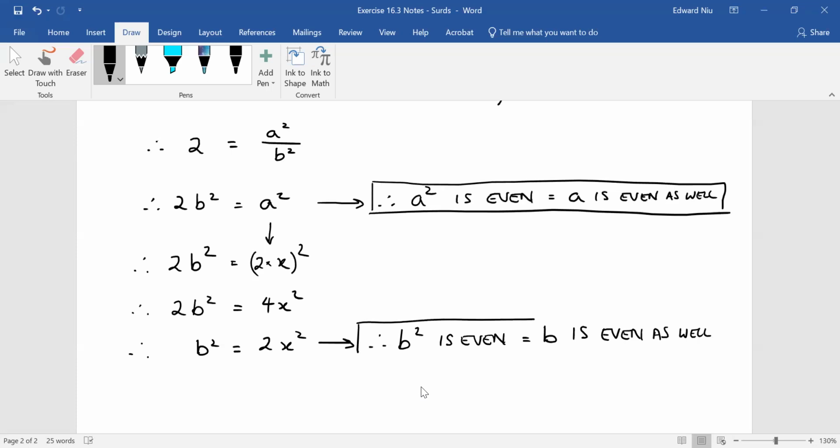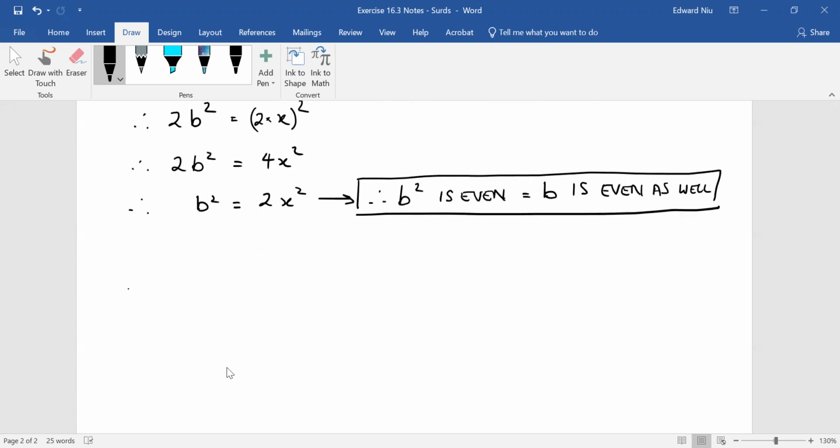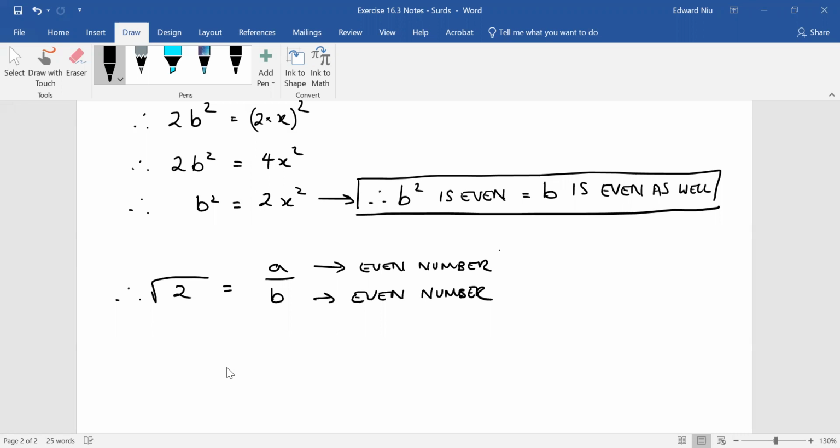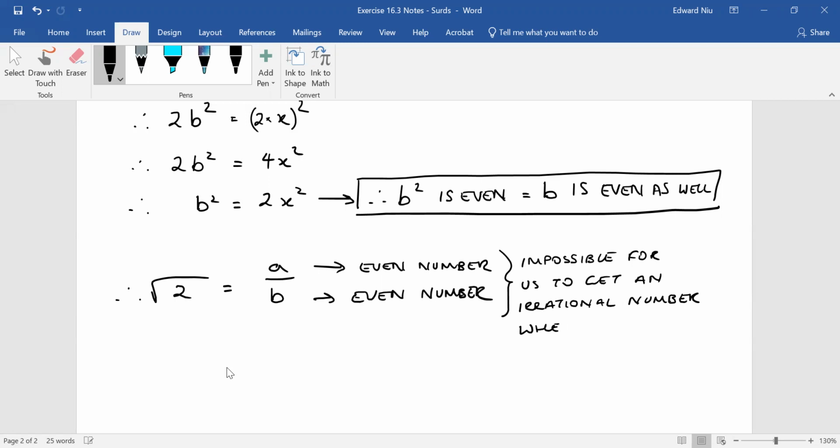Now, here's our contradiction. If both a and b are even, a divided by b, even number, even number, it is impossible for us to get an irrational number when dividing.